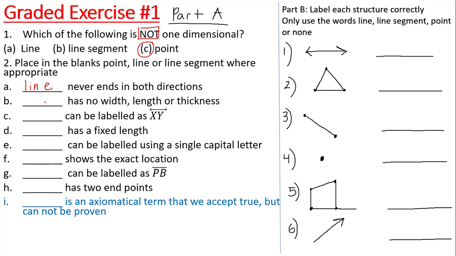What do you have for B? Point. Has no width, length, or thickness. Point. Who else had point for B? Point. I did. Excellent.